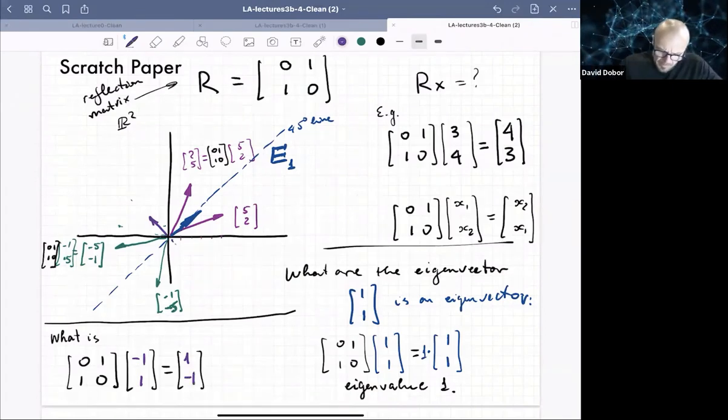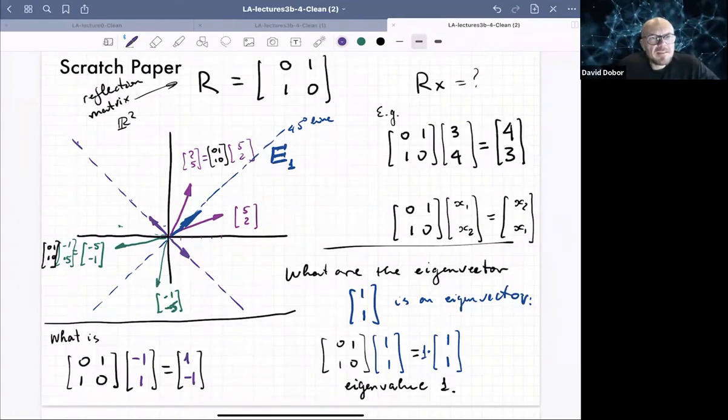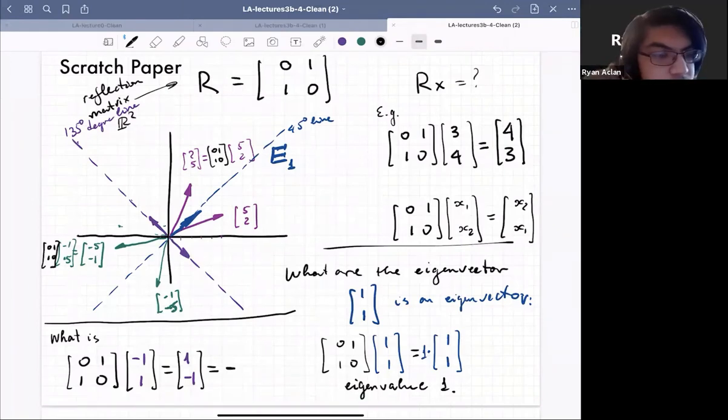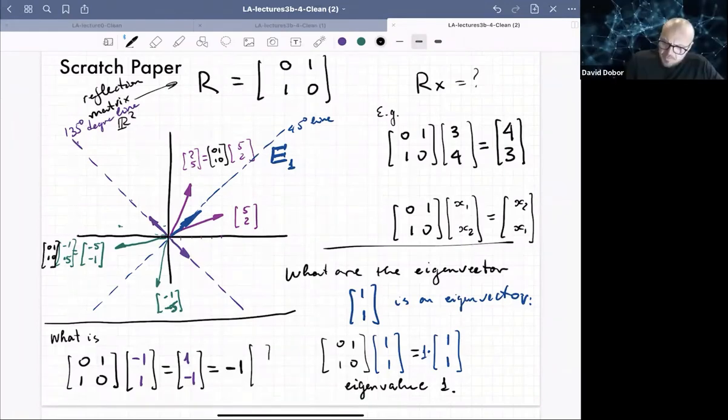So it makes it point in the opposite direction. But the point is that the vector stays on the same line, right? You take -10, 10, it will be reflected to 10, -10. It will point in the opposite direction, but will stay on the purple line. Okay, so let's call this a 135-degree line. This is an eigenspace as well. What's the eigenvalue associated with it? -1. -1 times the original vector.